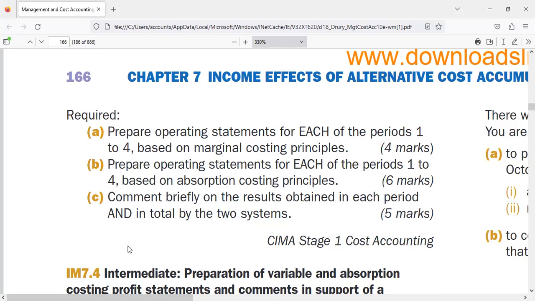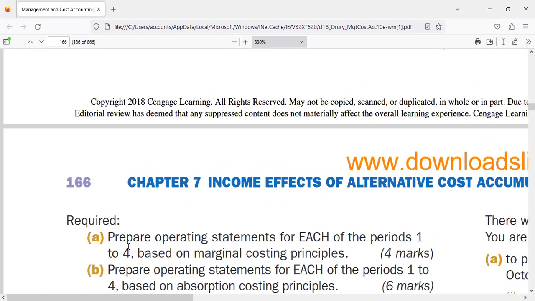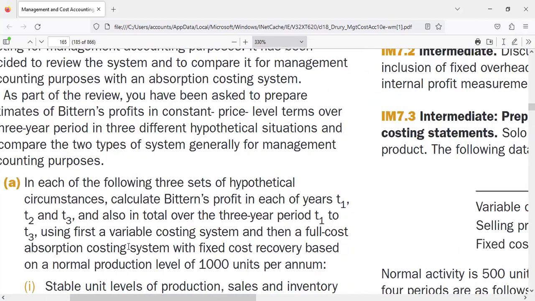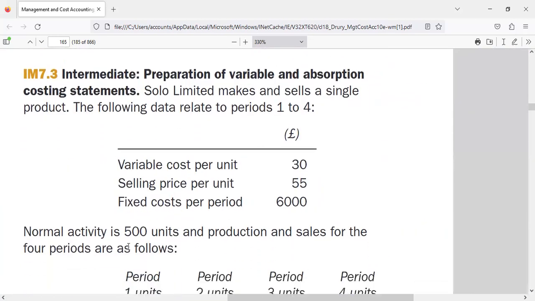In this video, I believe you will learn how to use absorption costing and then marginal costing. So in the first place, we are going to see how we can come up with an operating statement for periods 1 to 4 using the marginal costing principles.